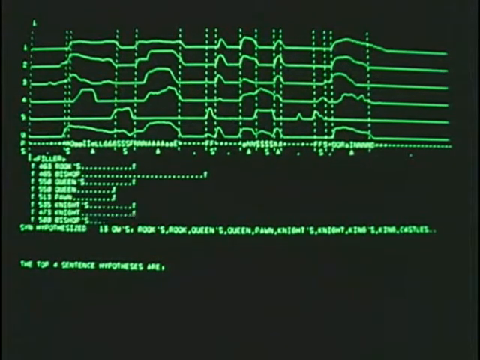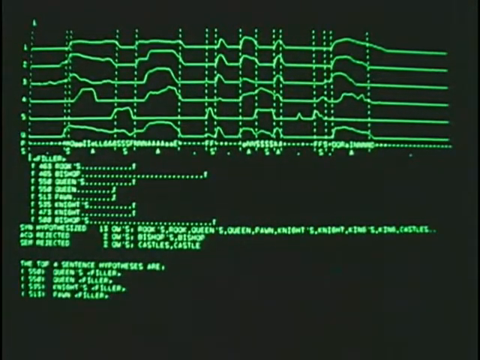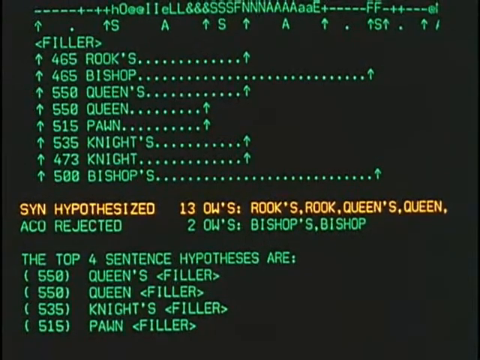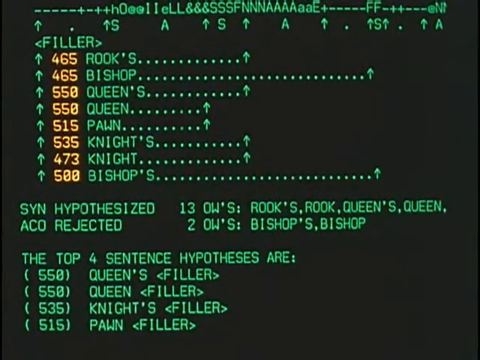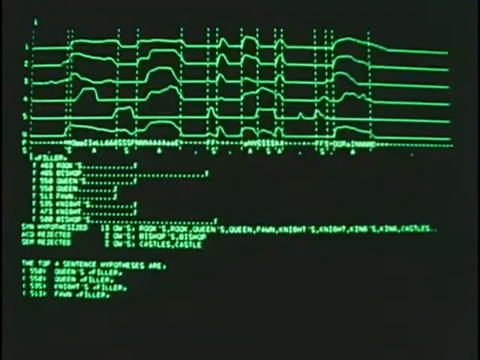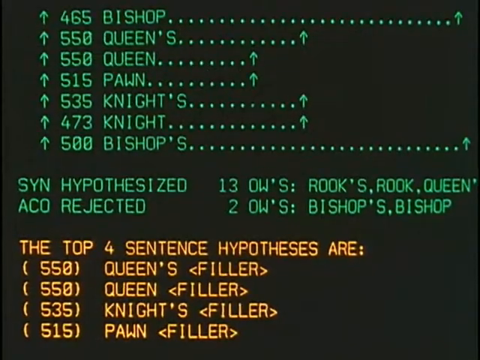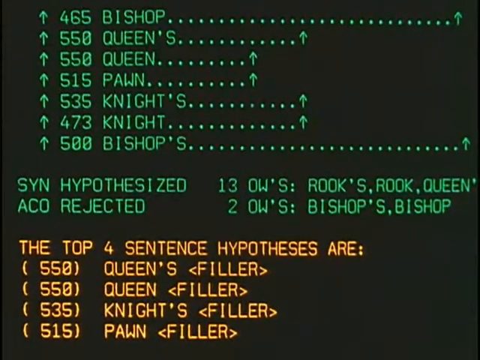Now we can look at the analysis of the sentence. So far, none of the words in the sentence are known. According to the syntactic knowledge, only 13 words, such as rooks or rook, are legal at the initial position. These words are rated by all the sources of knowledge to determine which is the most likely word spoken in this position. At the bottom of the screen, we see the result of this analysis cycle. Queens, the correct word, gets the highest rating, followed by queen, knights, and pawn as the next best choices for this position. It is instructive to see how queens got the best rating.